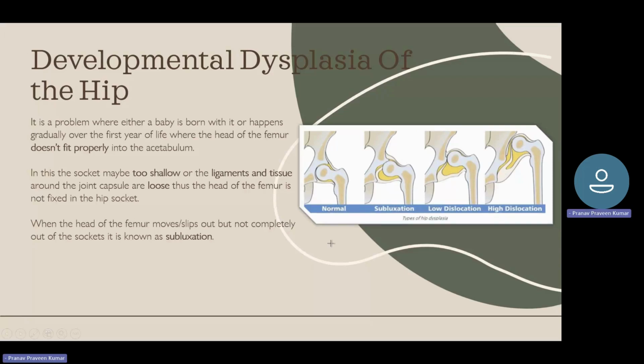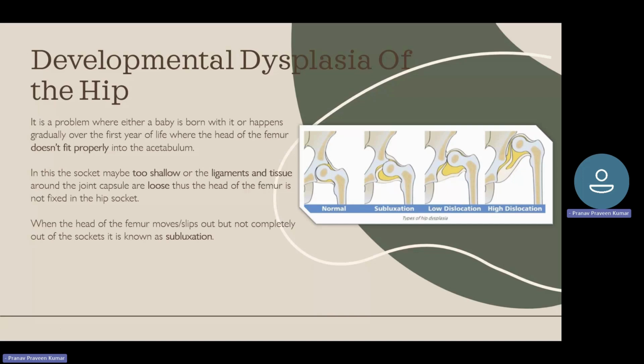Just all that. Now, developmental dysplasia of the hip. It is basically a problem that happens in babies, where they are either born with it or it gradually happens over the first year of life, where the head of the femur doesn't fit into the acetabulum. The acetabulum may not be deep enough to hold the head of the femur in, or the ligaments around the joint capsule are loose. The femur can then move freely in or out of the socket.